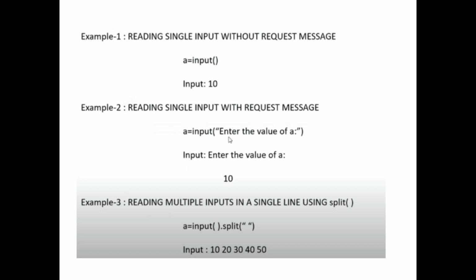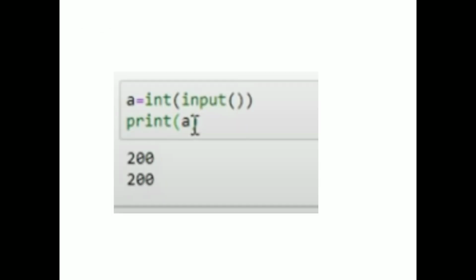Here you can see different examples in Python. First one is without request message. A equal to int of input, open bracket, an integer type of value we are passing. Input is a keyboard, we have to pass it with the help of a keyboard. We have opened two brackets, we need to close two brackets. Next line, print a. A value will be passed with the help of a keyboard. Next it will display the output. The input we have passed is a equal to 200.